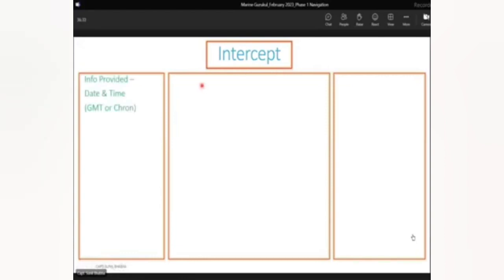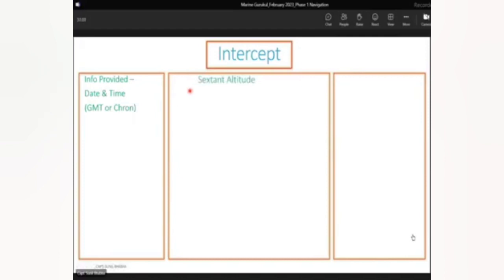Now the information provided in these questions is exactly similar to what was provided in longitude by chronometer. So the information is they will give you the date and time. The time could be GMT, which is given in most of the questions nowadays, or could be chronometer. In case of chronometer, there could be a chronometer ambiguity, which is resolved using the AM/PM indication given in the question.